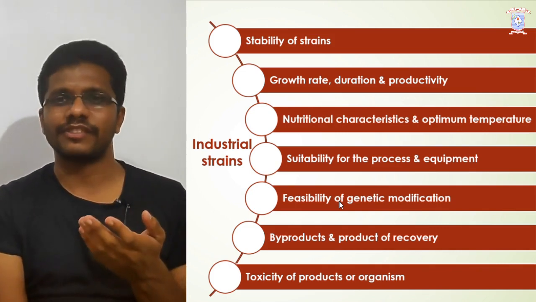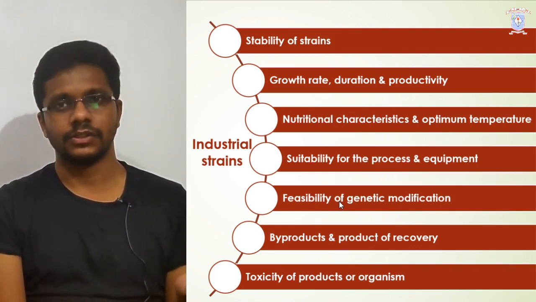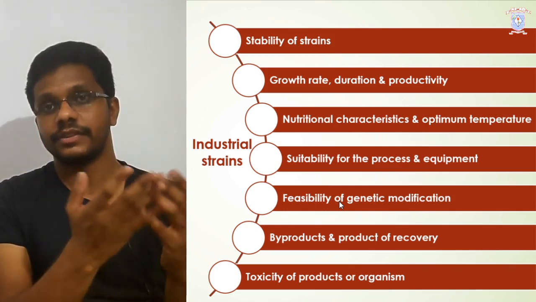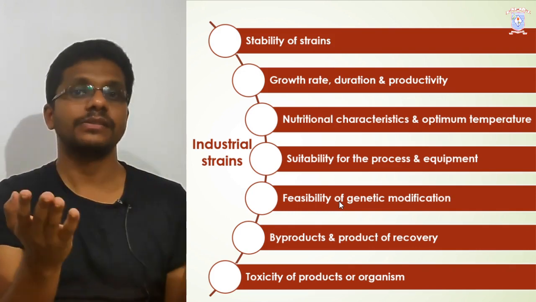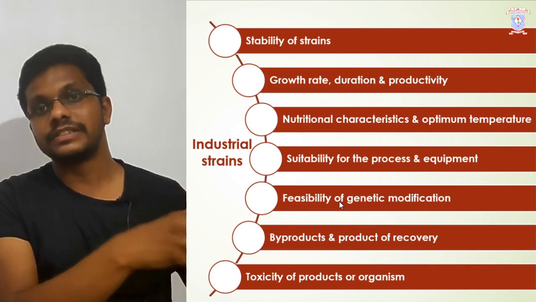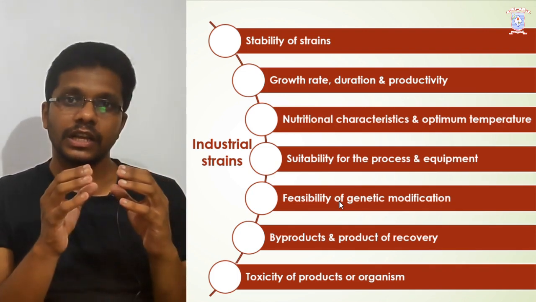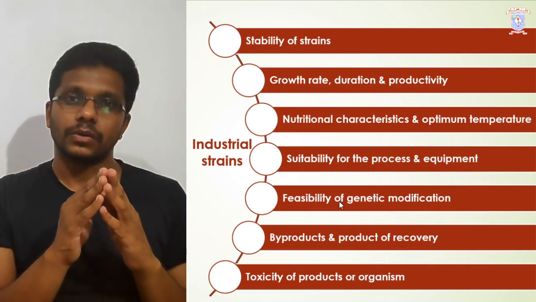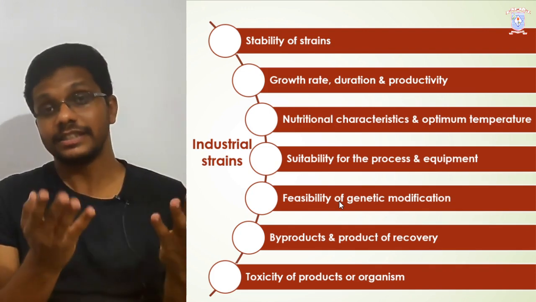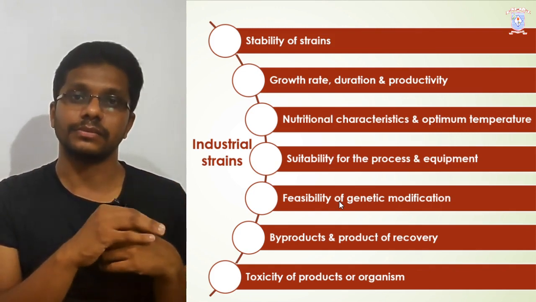And some of the organisms are well studied, like Escherichia coli. It is the most studied life form on Earth. So Escherichia coli is very easy to manipulate. Saccharomyces cerevisiae is easy to manipulate. But if you have a novel organism whose genetic characteristics are not known, it will be difficult to manipulate. So the genetic manipulation in an ideal industrial strain should be easy.